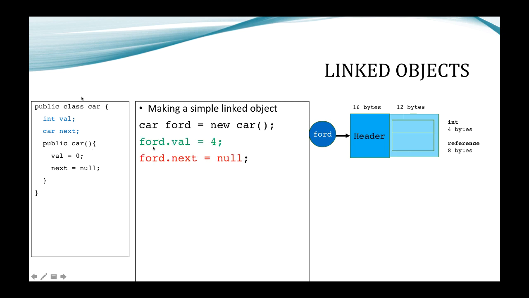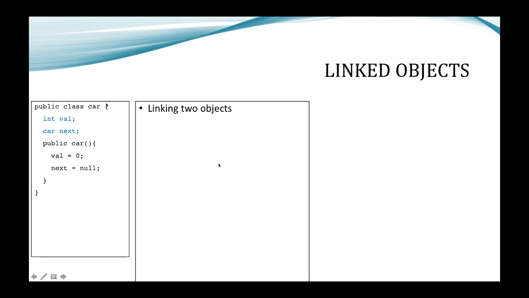Let's see. If I would like to copy some values in there, I would have to say Ford.val equals 4 and Ford.next equals null. So there you go. Simply go and put 4 and null over here. 4 would be the value type and null is the reference type.